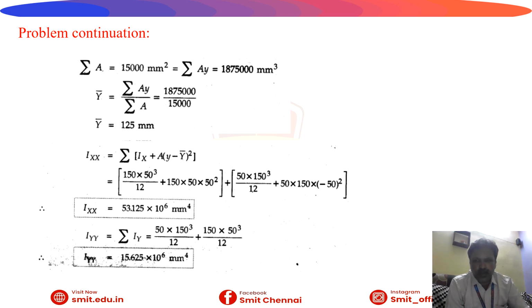Similar formula we have used in the previous slide also. Ixx is equal to summation of Ix plus A (y minus y bar) the whole square. Just apply the values: 150 into 50 cube by 12 plus 150 into 50 into 50 square plus 50 into 150 cube by 12 plus 50 into 150 into minus 50 square. You will get 53.125 into 10 to the power 6 mm power 4. Then Iyy equal to 150 into 50 into 150 cube by 12 plus 150 into 50 cube by 12. Finally, you will get 15.625 into 10 to the power 6 millimeter power 4.